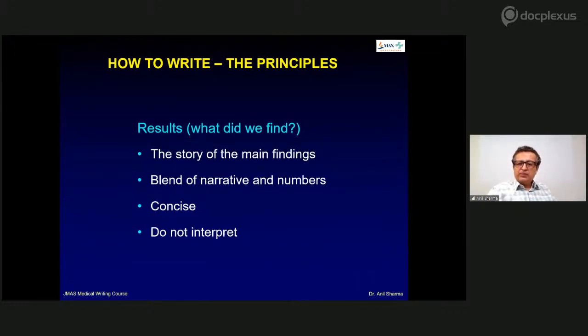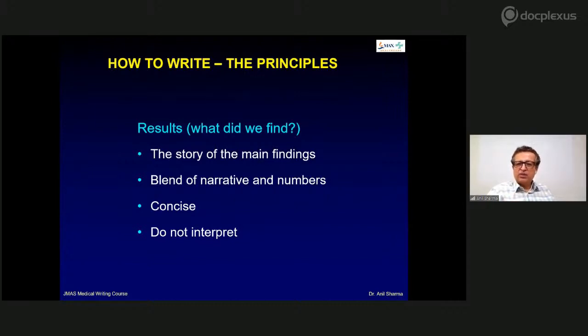The next segment, the results. When we talk about results, we just talk about what did we find. That's it. So the story of the main findings. Now, your main findings should be a blend of text and figures. And what sorts of figures? You can have graphs, you can have bar diagrams, you can have charts, you can have tables. Okay, make it a mixture. So a blend of text and these figures.